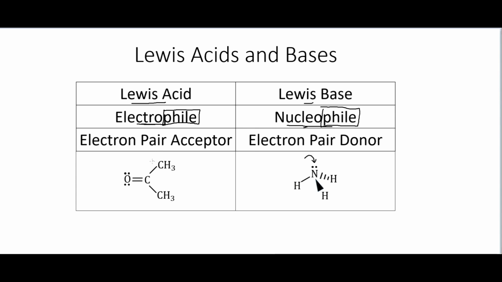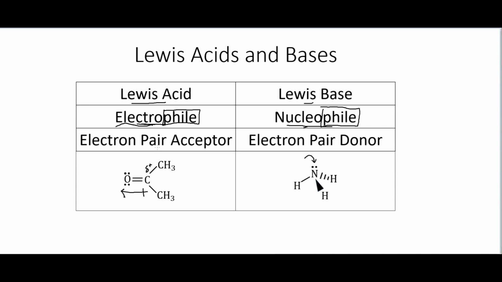An electrophile, like what I have here, is this carbon, which is going to have a partial positive because there is a dipole moment pointing that way. And because it has that partial positive, it wants electrons. It wants negatively charged electrons. And so that's where that electrophile comes from.